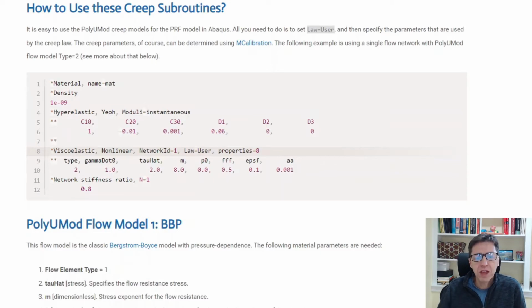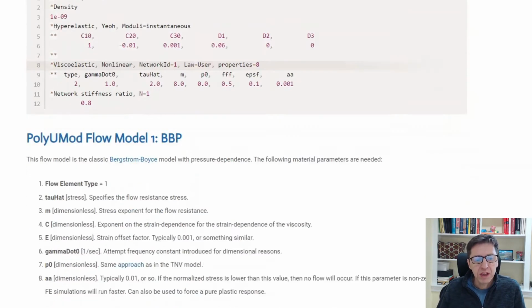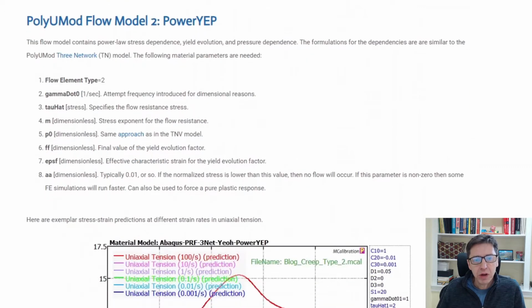The advantage is that you can use different creep equations than will come with Abaqus. And there are specific equations for the creep response that I have developed that I think are better in many cases. The first one that we have implemented is a Bergstrom-Boyce model, which is already available, but this one has pressure dependence, and that can be very useful sometimes. And the second one is a power law dependent creep model, which is also available in the PRF model, but this version of it is more advanced. It has yield evolution in addition to that, and pressure dependence in addition to that. So you can do some really cool things.